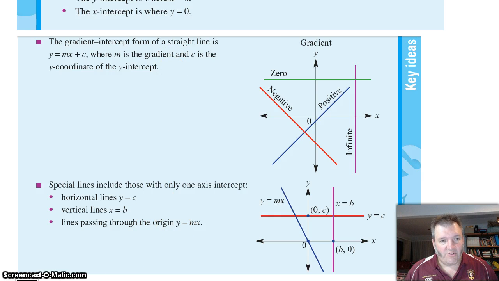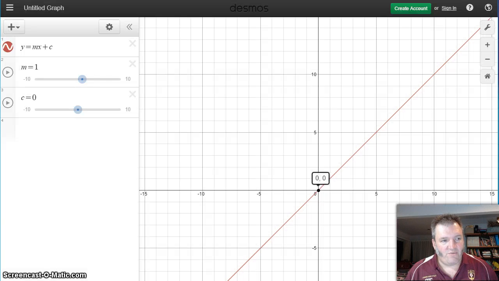I want to have a look at just one last thing. I'm going to show you Desmos. Some of you may have used Desmos before, some of you may not. Here's a good example of y equals mx plus c. I've got m equals 1 and c equals 1.